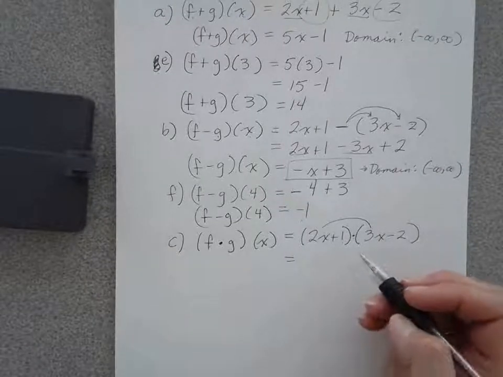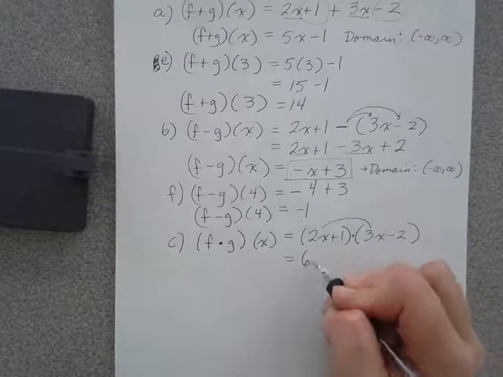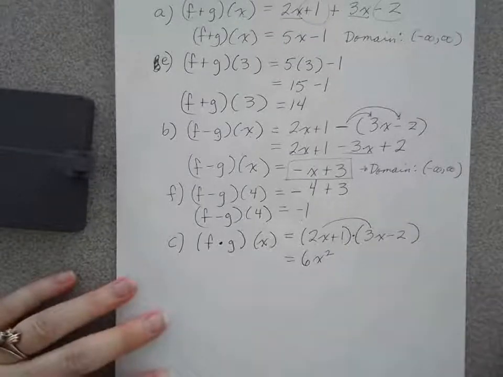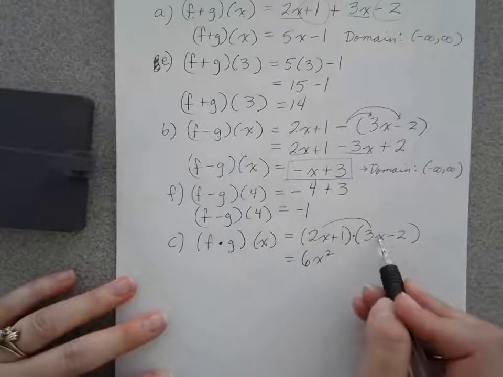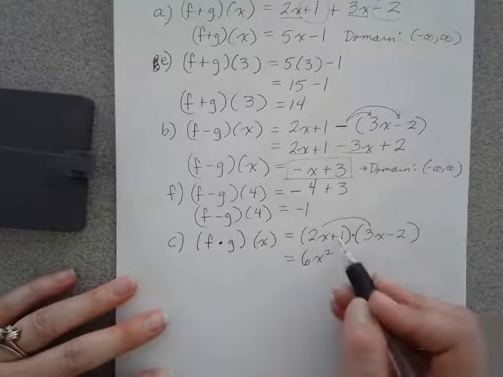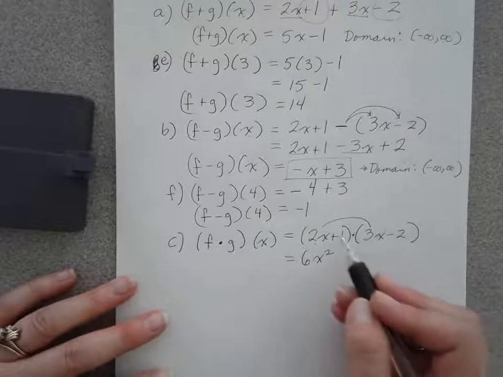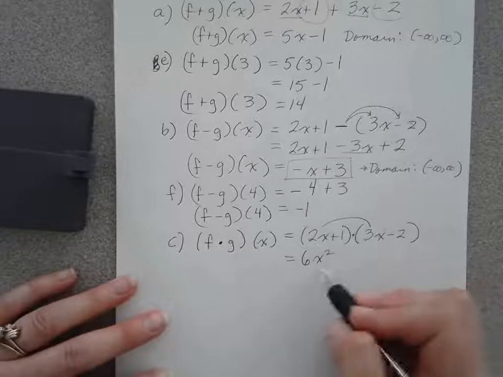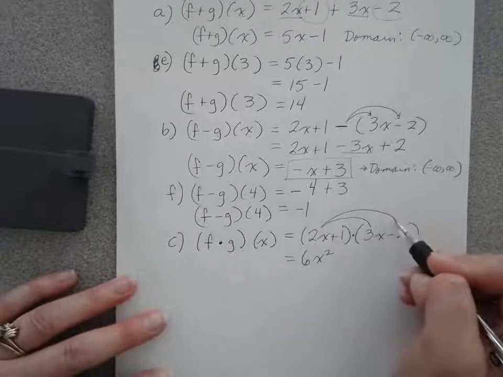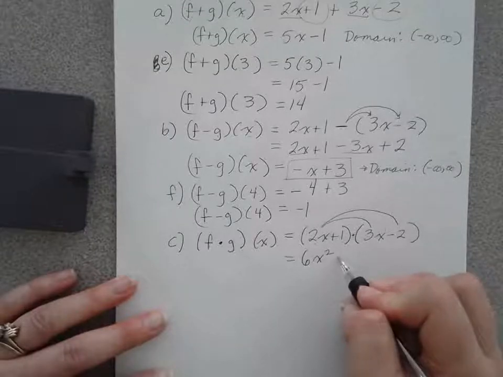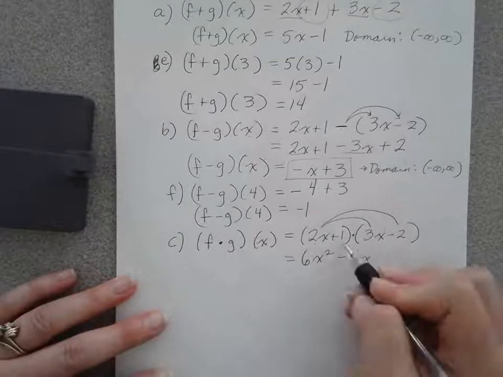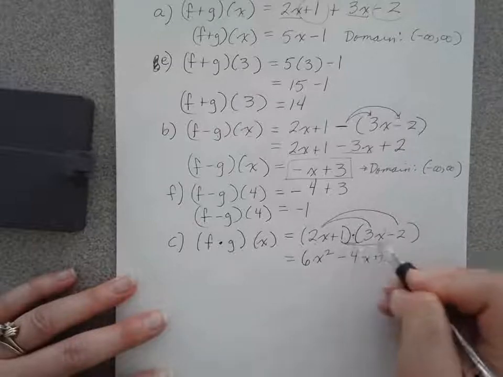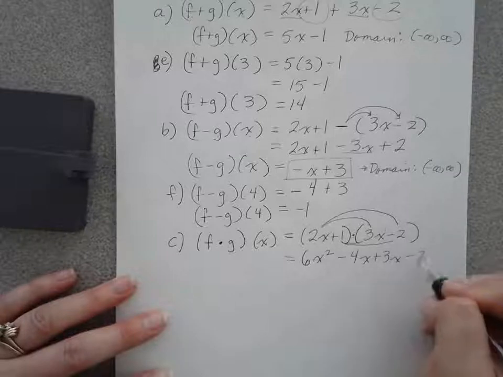So 2x times 3x is 6x, keep going, squared, good. Okay? Because when you multiply like bases, you add their exponents. So this is an exponent of 1 and exponent of 1, so you add 1 plus 1 to get 2. Okay? So 2x times 3x is 6x squared. 2x times negative 2, negative 4x. And then 1 times 3x, 3x. And then 1 times negative 2, negative 2.